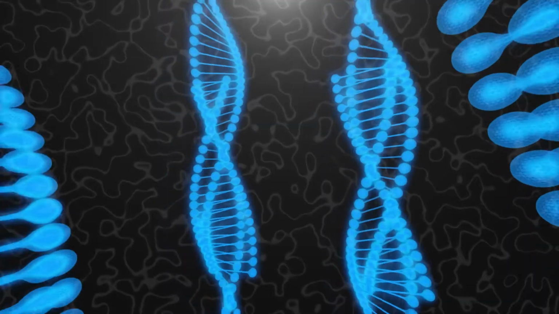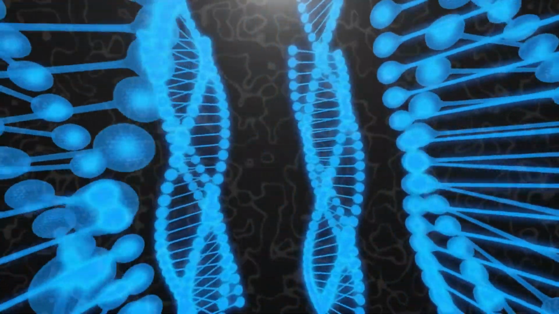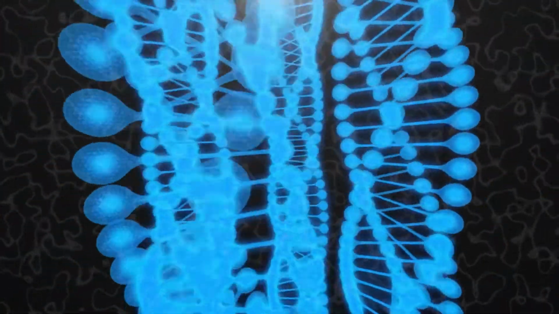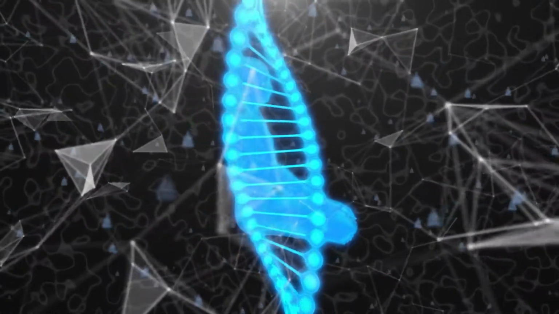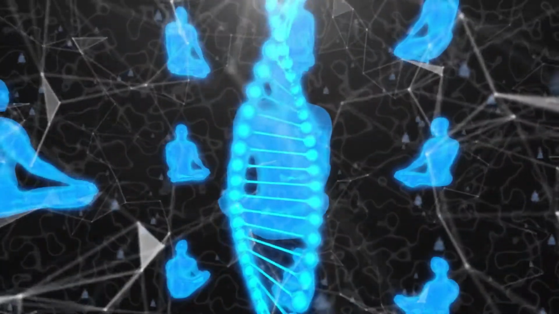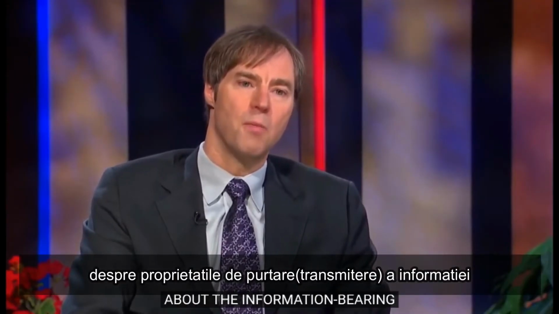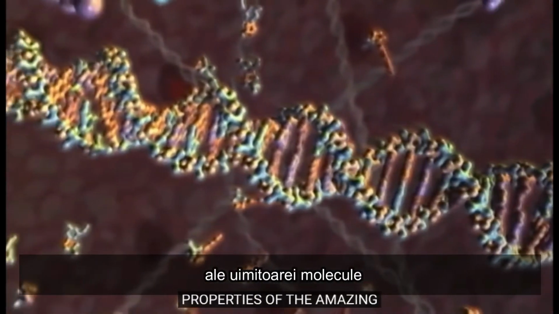But so far, scientists have been forced to admit that they still cannot explain how the DNA could have formed naturally. We will see later where the difficulty of these tests come from when we see how things work at the cell level. The complexity of the processes that take place at the level of the human cell leaves us speechless. And in particular, things that we've discovered about the information-bearing properties of living organisms and the information-bearing properties of the amazing molecule known as DNA.